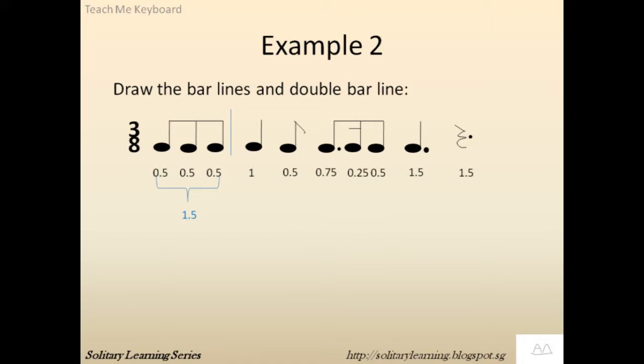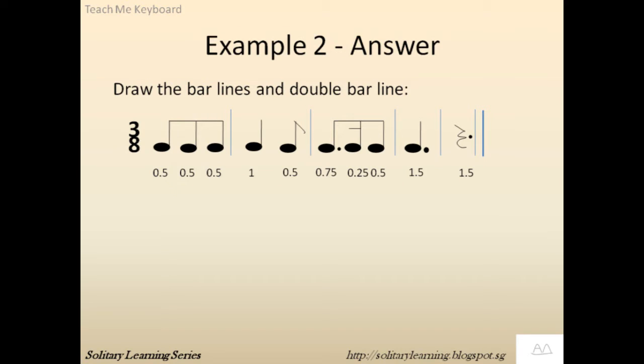Next, let's write the value of the notes beneath them. Since this has a time signature of 3/8, it tells you that each bar has a value of 1.5. We draw a bar line after each 1.5 value. And at the end of the song, we draw a double bar line. Here is the answer for example 2.